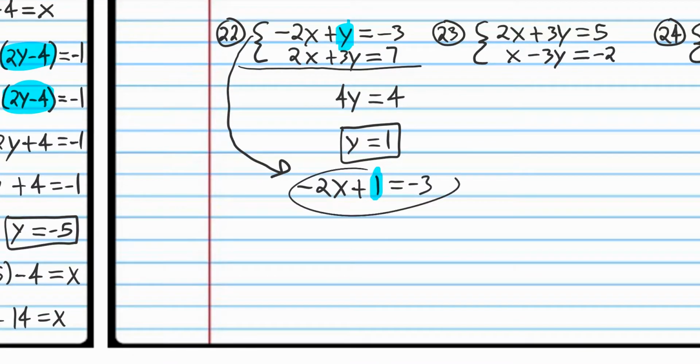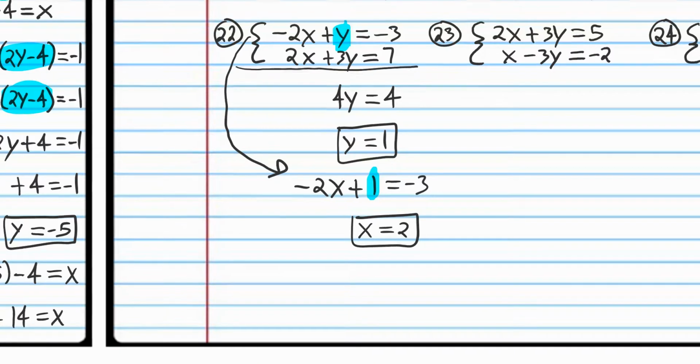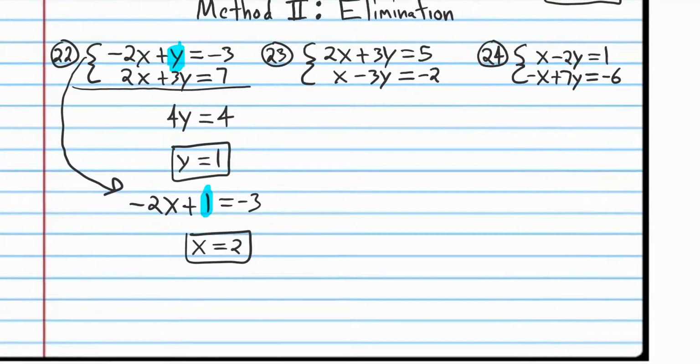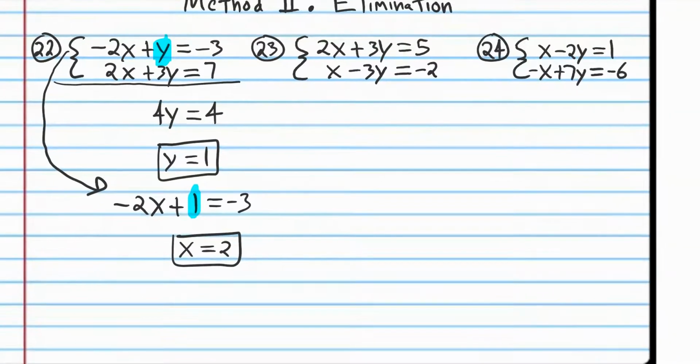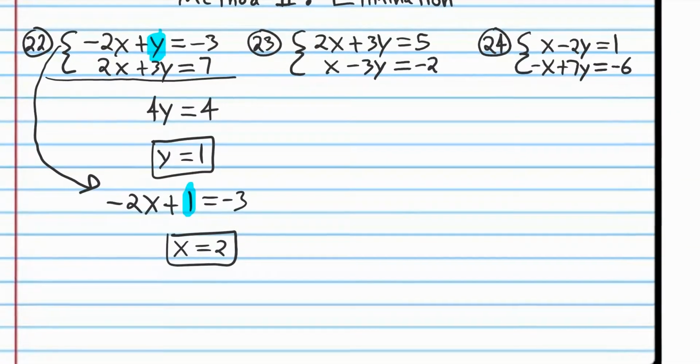And then I'm just going to solve this equation. It's a two-step equation. So subtract 1 from both sides, you get negative 4, divide both sides by negative 2, and you get positive 2. So we are now done. We figured it out. So that is elimination. These are the easy problems. They're going to get a little harder, but we'll keep doing these easy ones now.